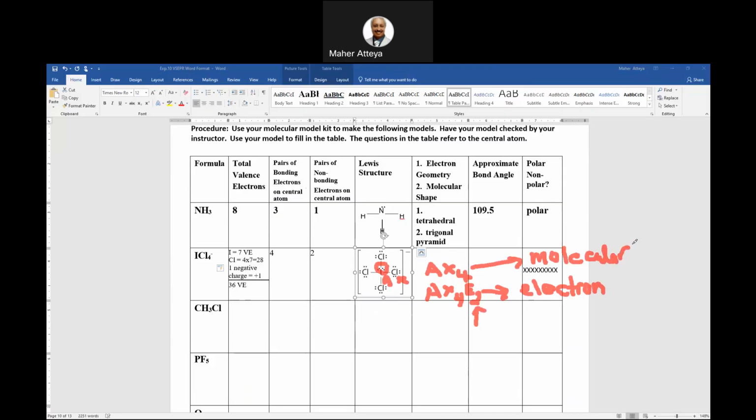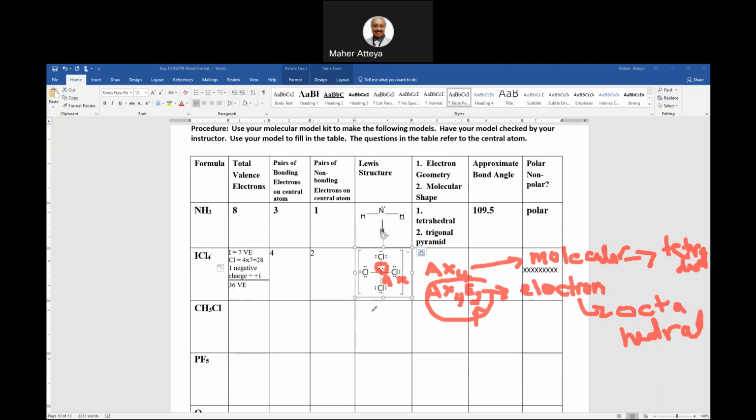So somebody will tell me AX4 will be tetrahedron, correct? So this one here will be tetrahedron. But you have to include all of those. This one will be octahedron. Let me check the table. Octahedron, because this is the sum of those two plus 4, 6 regions.